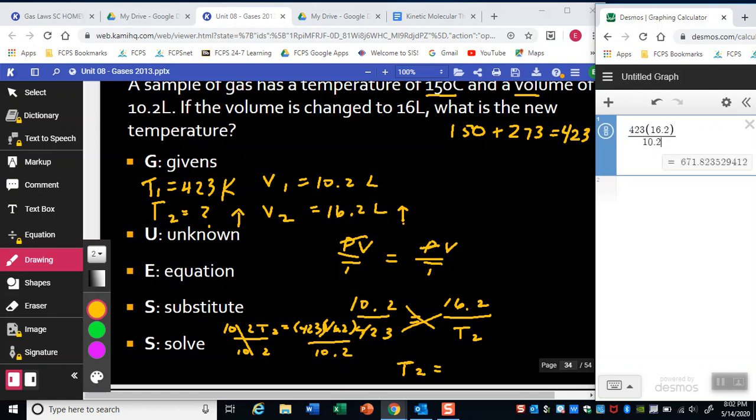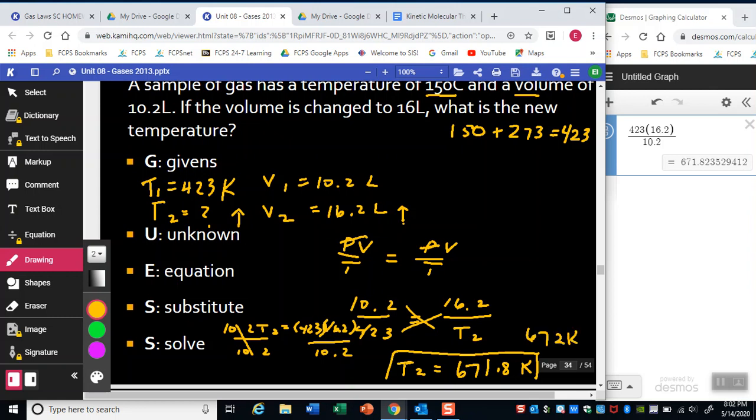All right, so looky there. It did go up. My temperature went up to 671.8 kelvins. All right, if I want just 3 significant digits, I will make that 672 kelvins. Okay. All right, very good.